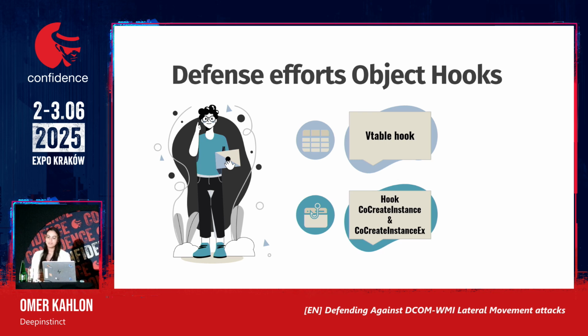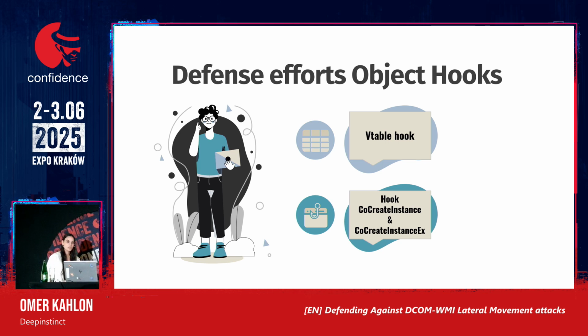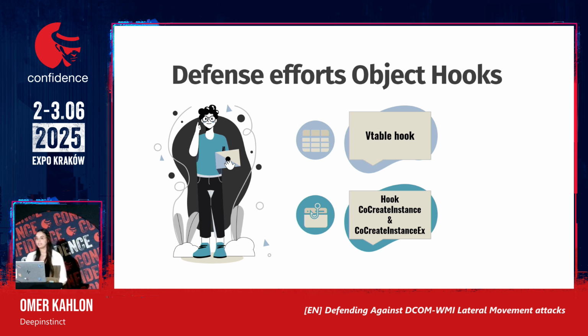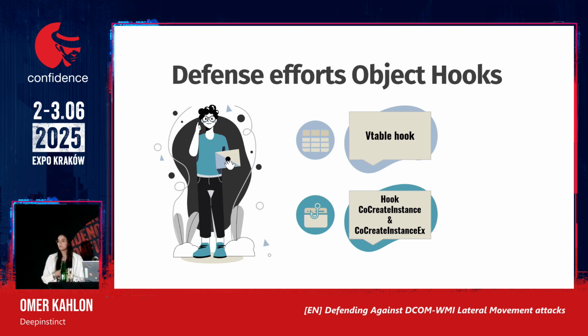So after we got familiar with DCOM and we learned about some defenses against lateral movement attacks, we can start exploring methods to prevent DCOM-based lateral movement attempts. Our first attempt starts by placing a hook inside the vtable on a specific method we would like to monitor. So when this method is called, execution passes to us.